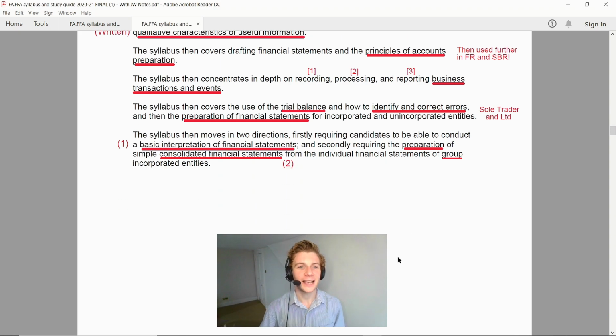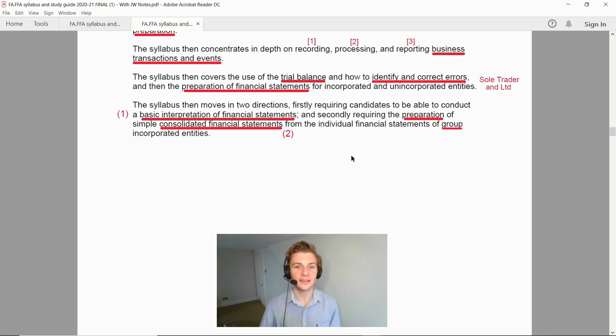The next thing is we've got the syllabus on here, which covers the use of the trial balance. So you might have to actually come into identifying and correcting errors, so the suspense account on there. But key things to note down, this is either going to be from a sole trader or a limited company perspective in the preparation of financial statements. So incorporated or unincorporated. There may be an aspect in terms of group accounts, as you can see at the bottom, but it's key that you understand the level of detail that you could be asked for. So basic interpretation of them, and actual preparation of the simple consolidated financial statements.